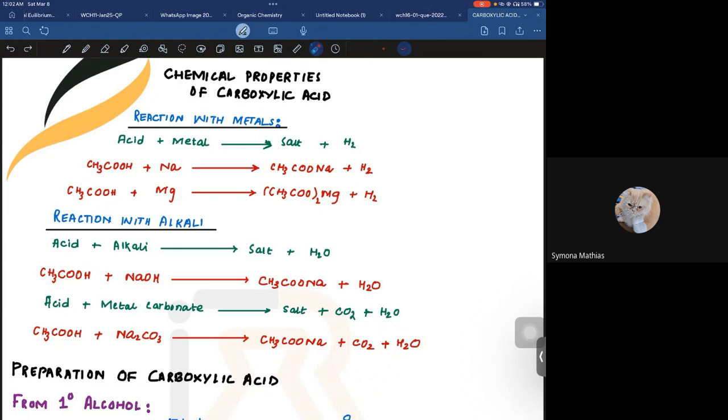Since this is a weak acid, it cannot react with the less reactive metal, but can react with reactive metal. So we need to show the particular reaction in which it's going to show its chemical behavior. No temperature is required, no pressure is required, no catalyst is required. Only at room temperature they would be reacting with each other.